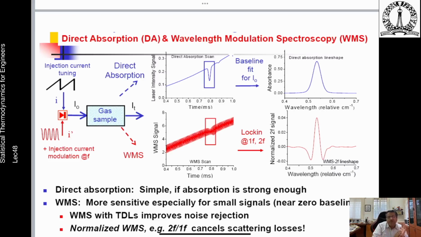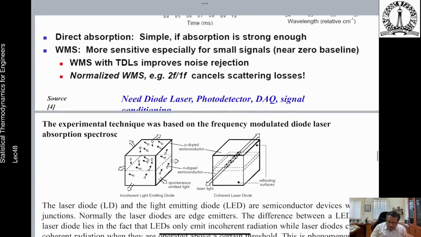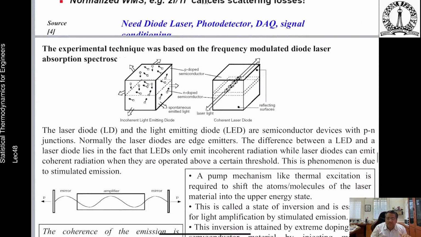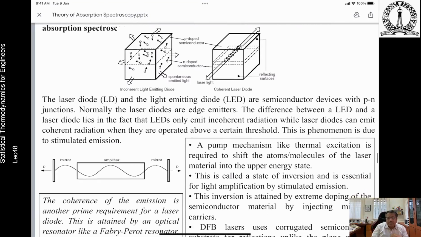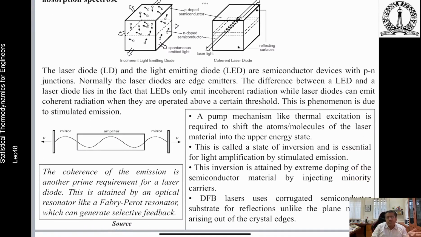This is done using what we call TDL, or tunable diode laser based absorption spectroscopy. There are other variations, like wavelength modulation spectroscopy, which we are not going to do in this particular lecture. It is usually done by a frequency modulated diode laser. Diode lasers are semiconductor devices with PN junctions, and normally laser diodes are edge emitters. The difference between an LED and a laser diode is that LEDs only emit incoherent radiation, while laser diodes emit coherent radiation when operated above a certain threshold.